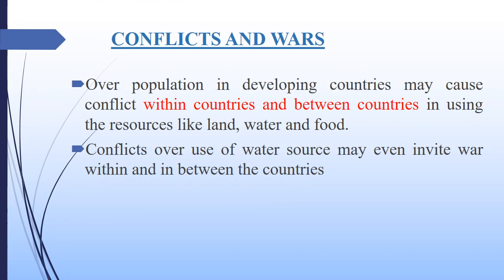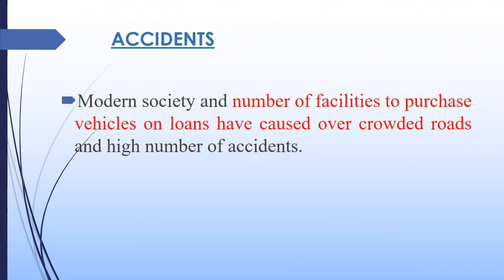And conflicts and wars. Overpopulation in developing countries may cause conflicts within and between countries in using resources like land, water and food. For water, land and food, within a country and between countries we are getting wars and conflicts. Conflicts over use of water sources may even invite war within and between countries. So mainly due to demands of the population, we are getting conflicts and wars. Accidents. The facilities to purchase vehicles on loans lead to overcrowding and a high number of accidents.